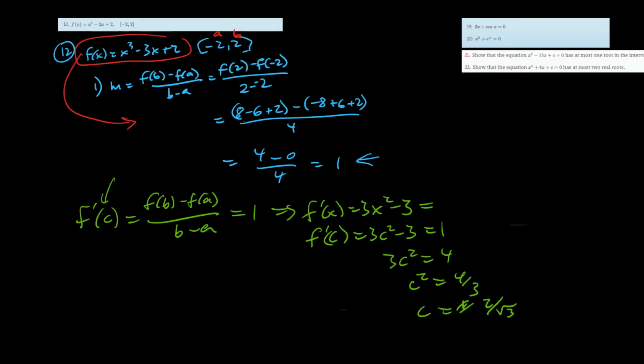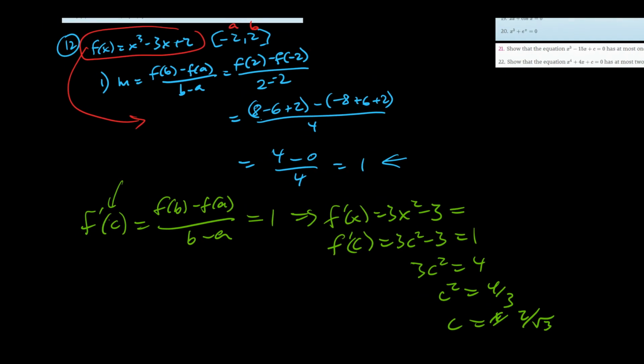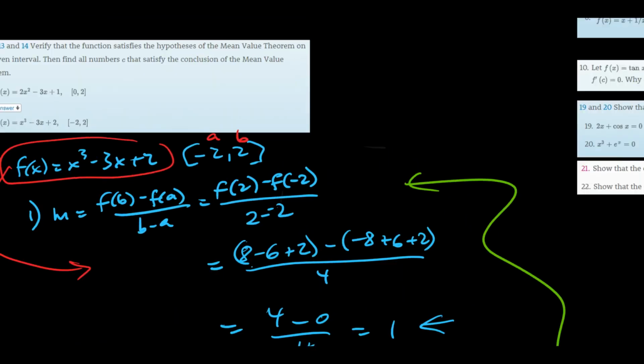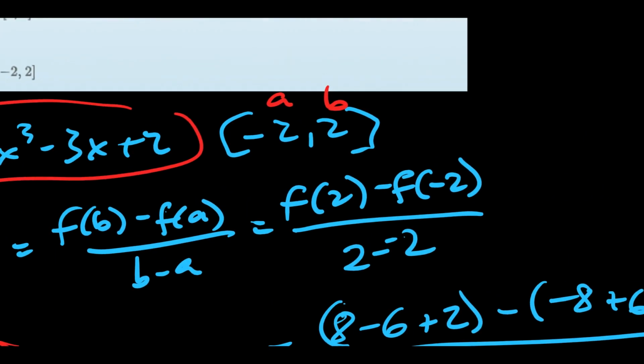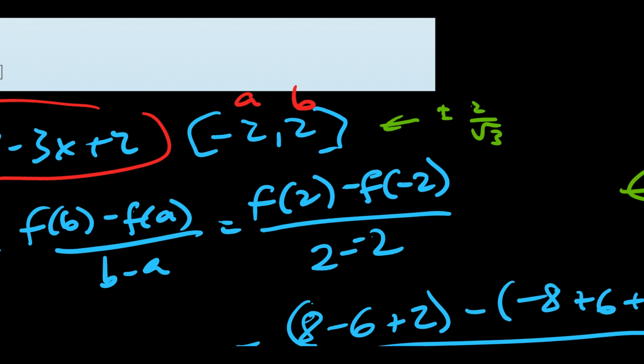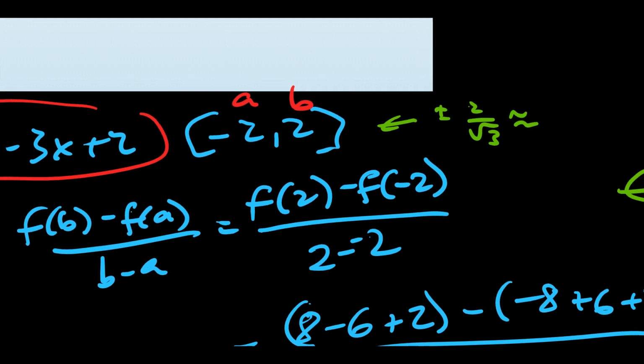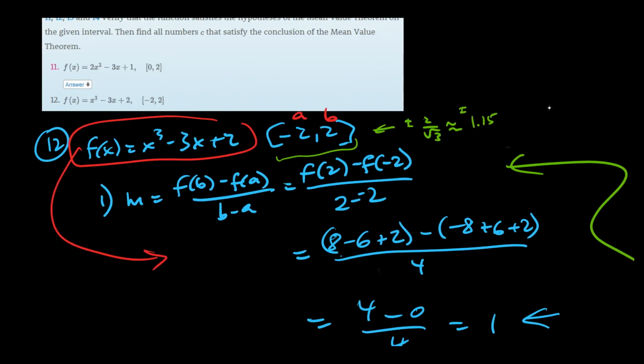All right, that's about 2 over 1.7. So now we have to look at this 2 over square root of 3, and we have to compare it to the original interval. So plus or minus 2 over square root of 3. On a calculator, that gives you about 1.15. So that's plus or minus. So that's definitely in this interval. So both of them apply to C.